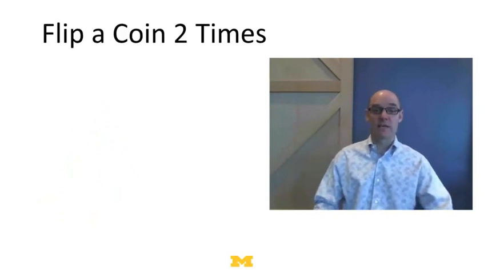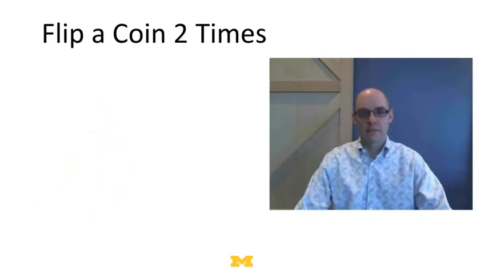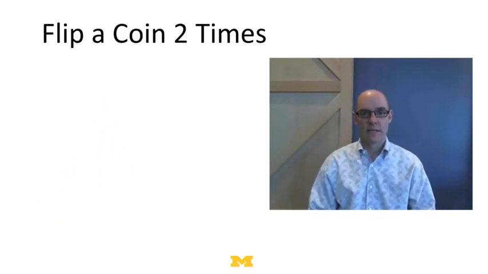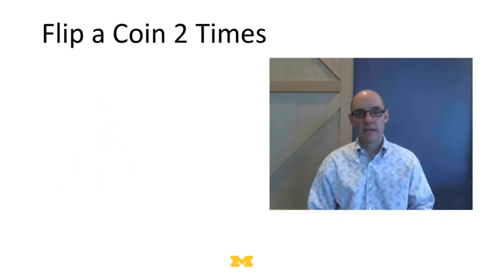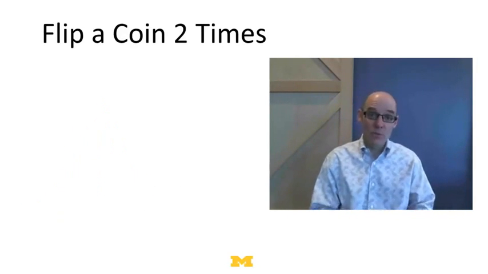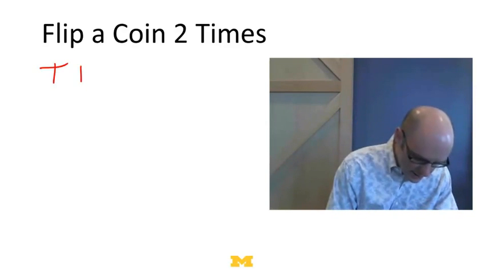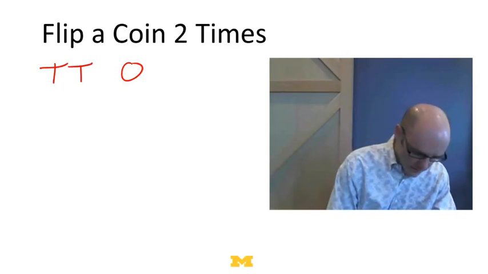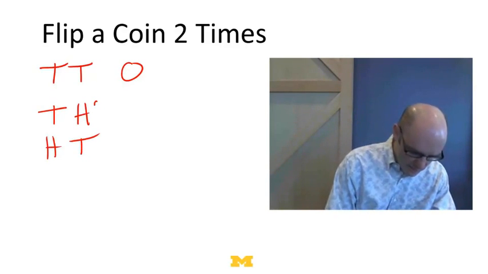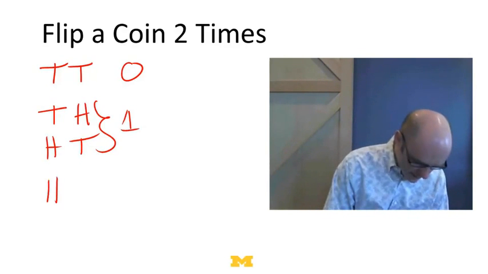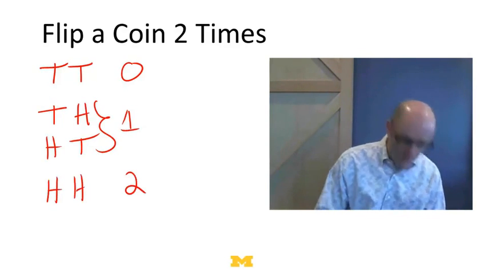To get an understanding of where these distributions come from, let's start really simple. So suppose I flip a coin twice, and I want to know what are the odds of getting a head? What's the probability distribution over heads? Well, what could I get? I could get tails, tails, which would be 0 heads. I could get tails, heads, or heads, tails, and both of these would be 1 head, or I could get heads, heads, and that would be 2 heads.